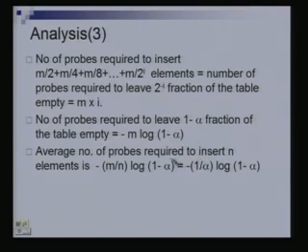So the average number of probes required. This was the total number of probes required, so the average was just divided by n. m by n was 1 by alpha. n by m was alpha. So this is this quantity.